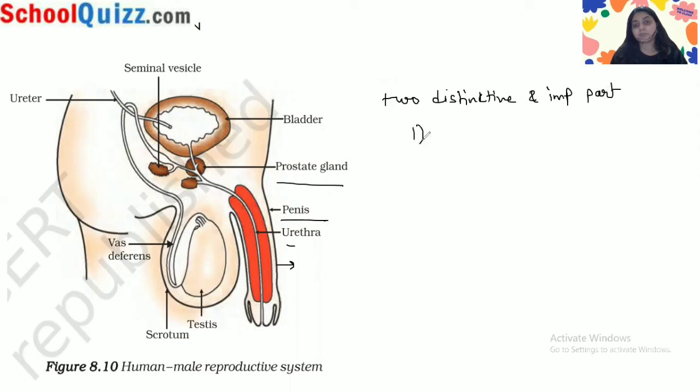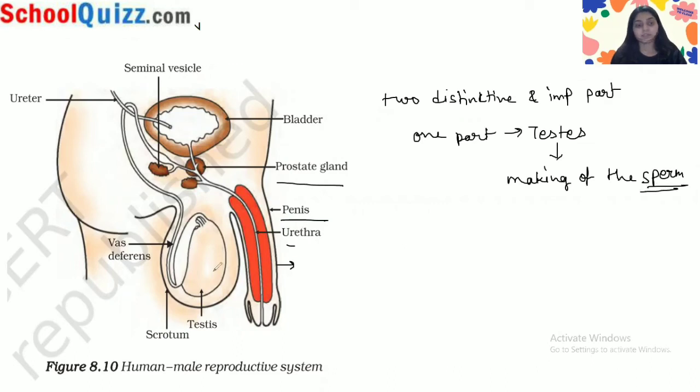So the first part is the testis, which is for the making of the sperm. Okay. Making of the sperm. So where is the sperm formed? The sperm is formed in the testis. This is the testis. Okay. This round shape is the testis, and it is in a pair.